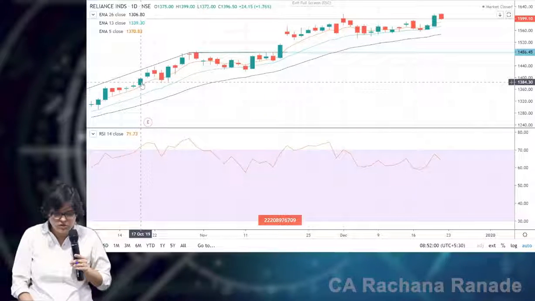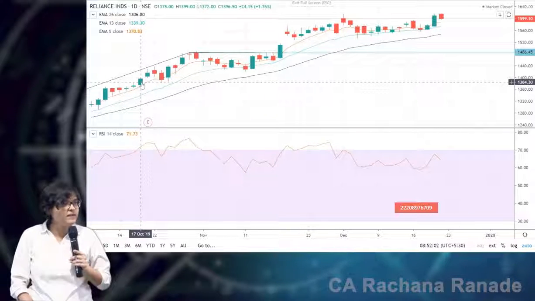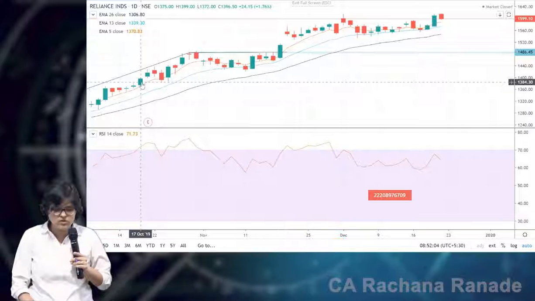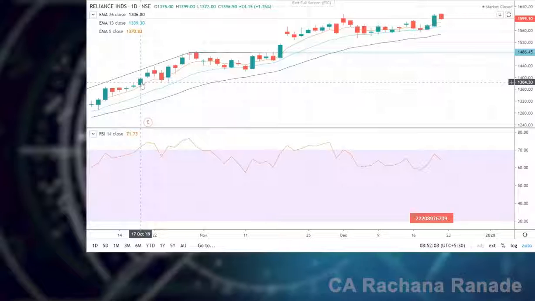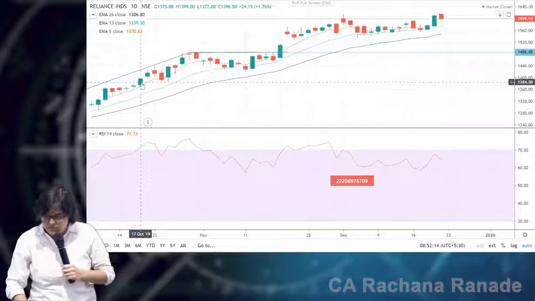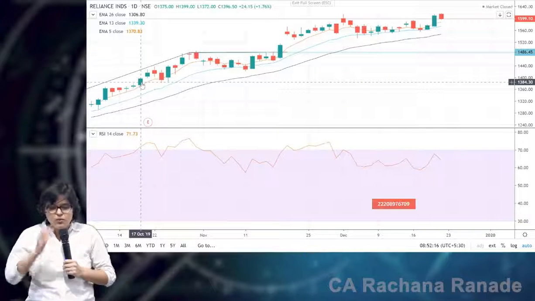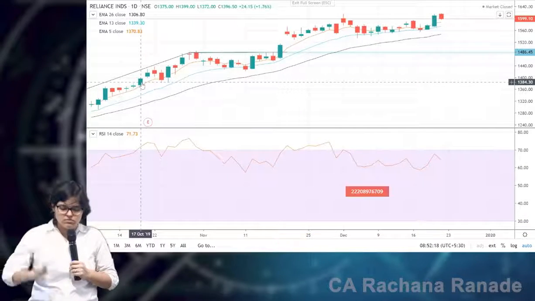17 October. Can you see the closing price? 1,396. Where to see the closing price? Right on top of the screen. Okay? Yes or no? Yes. 1,396. Assume you short at this.